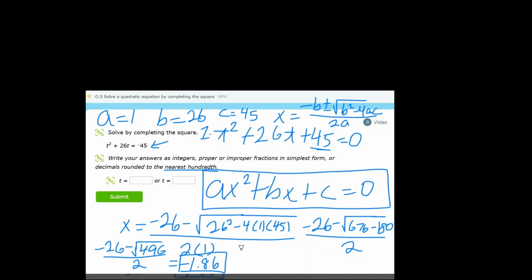And if you put that into the calculator, you should get negative 24.135. Again, we want to look to our hundredths place and look to our right-door neighbor. Because it's 5 or higher, we're going to round our 3 into a 4. We're going to round up. So our other solution is negative 24.14.